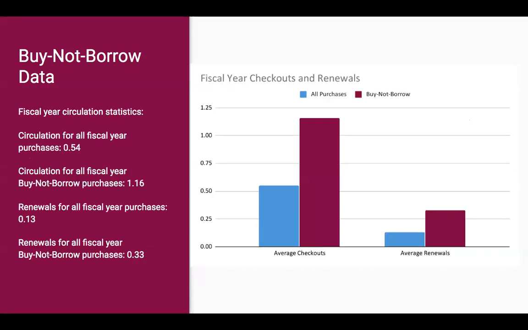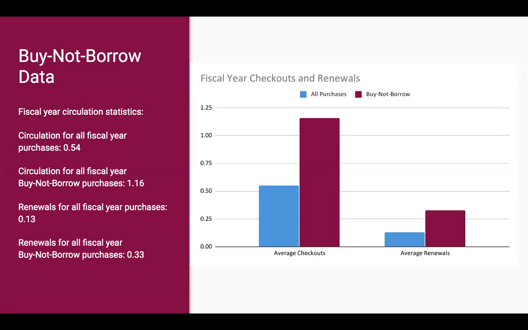And we only have usage data for the current fiscal year, and this is a little bit limited because most of our Buy Not Borrow books were requested by faculty who can check out resources for up to 6 months. So these resources haven't circulated very much. But for everything that we have purchased in the current fiscal year, our current circulation statistic is 0.54. So half of all of our books have circulated once.